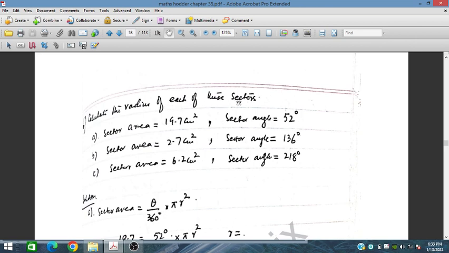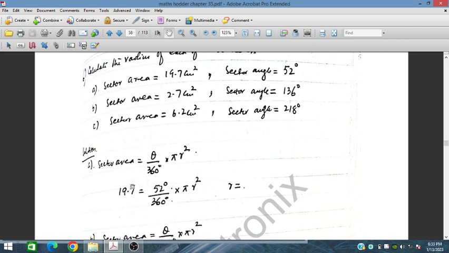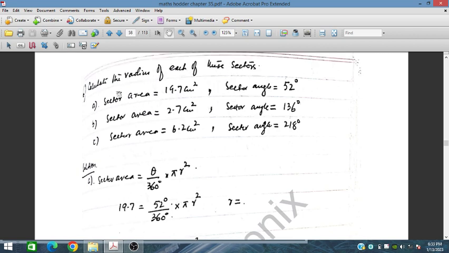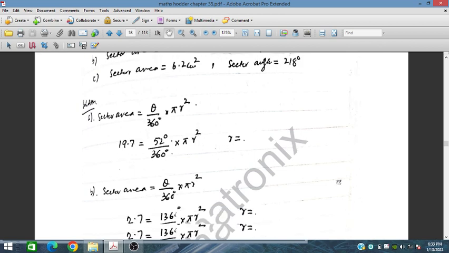calculate the radius of each of these sectors. We are given the sector area and sector angle. So sector area is 19.7 and the angle is 52 degree, and we have to find the radius. So radius can be obtained. This is given, this is given, this is given. So r square can be obtained, and then take the square root and r can be found out.